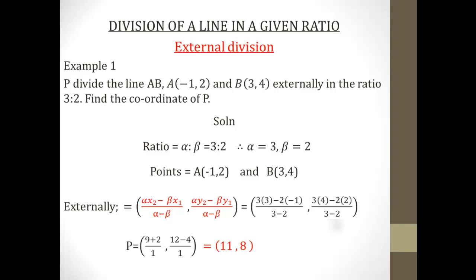So the coordinate point for P is (11, 8). If you can identify internal from external, you will not have any trouble when it comes to calculating, because the formula is almost the same, but just that there is a change in sign. Anywhere you see the positive, it means it is internal. Anywhere you see the negatives, it means it is external.